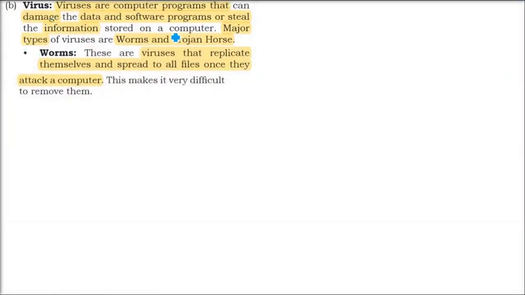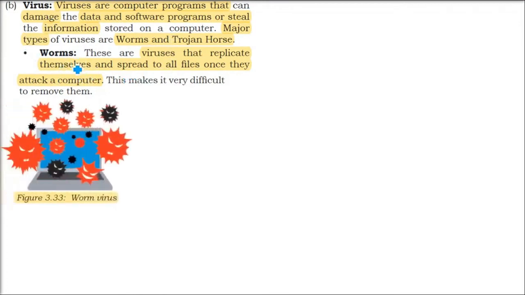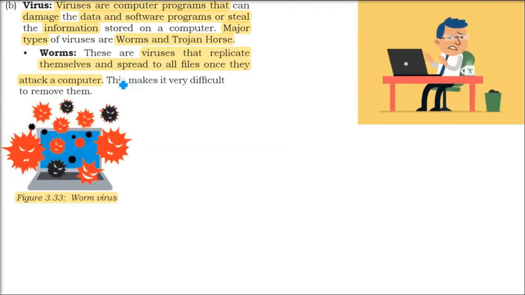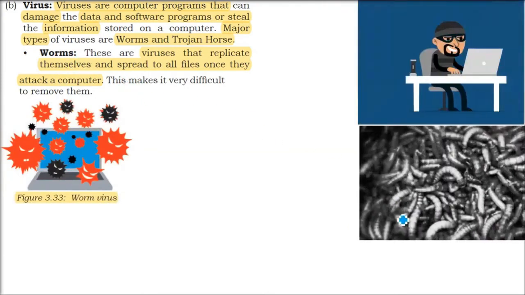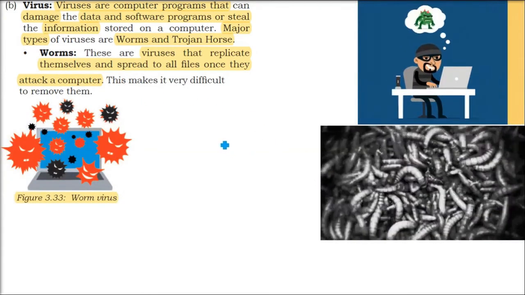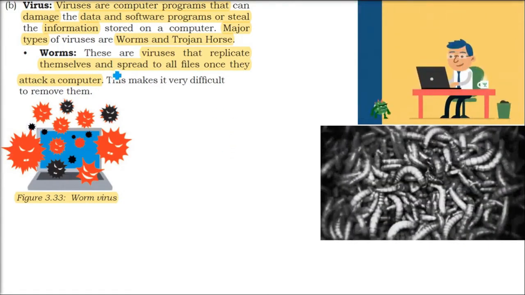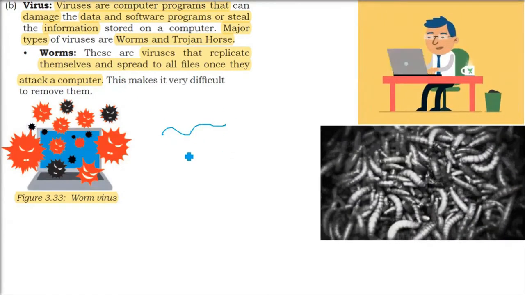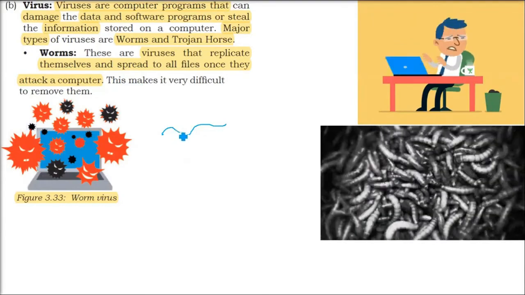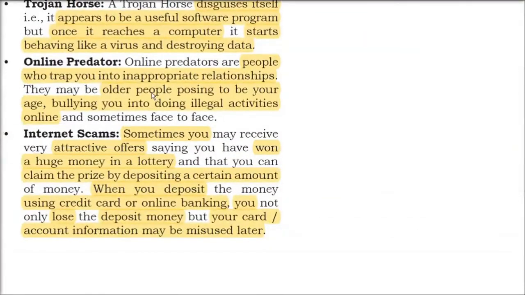Viruses, these are computer programs that damage data and information. They can be of various forms. The more important are worms and Trojan horses. Worms replicate themselves. They don't need any piggybacking. They just spread every time, attacking computers through the internet and various other means.